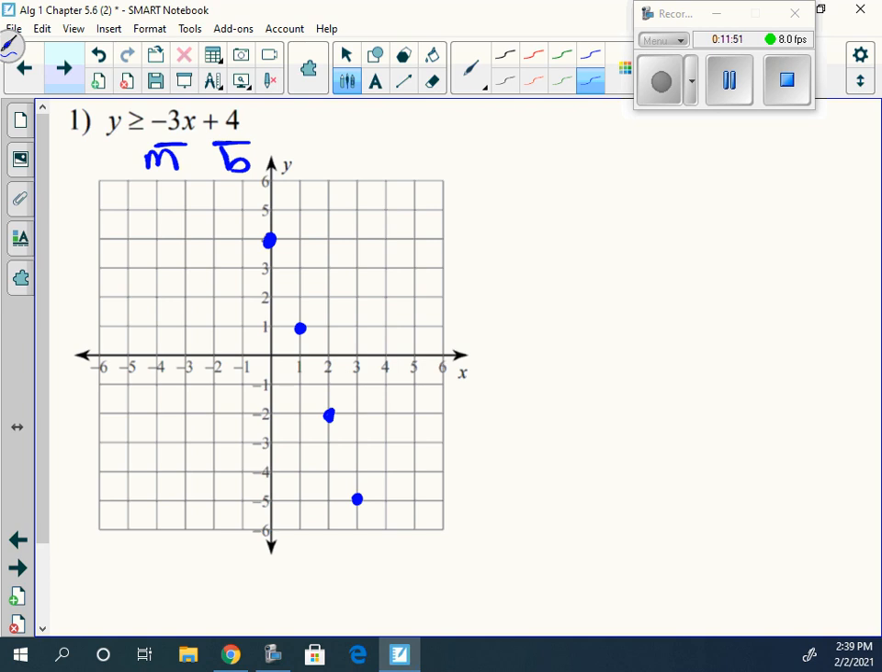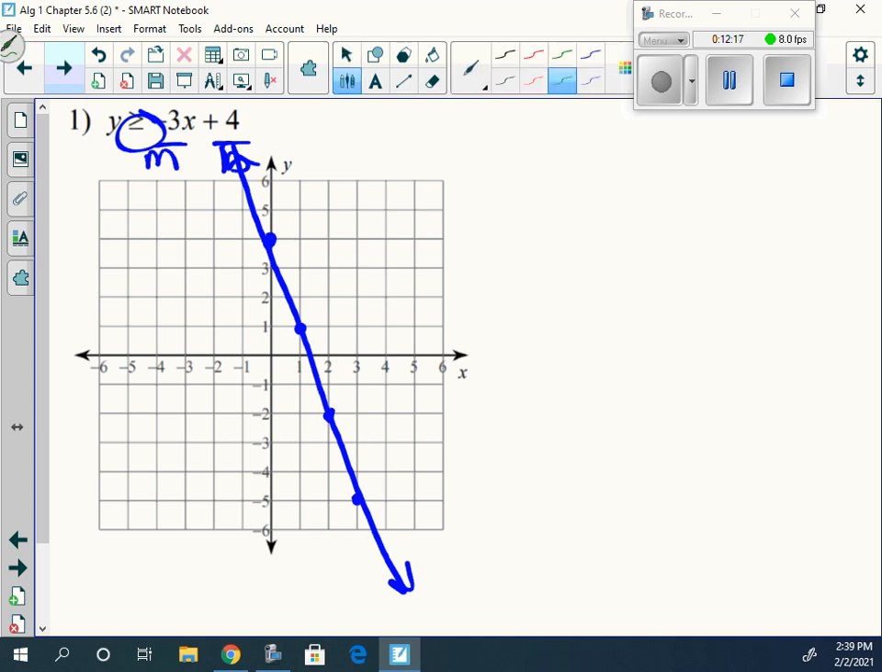Now, is the line going to be solid or dashed? Because it's equal to, the line is going to be solid. Because anytime we have equal to, it will always be solid. So we have this line here.